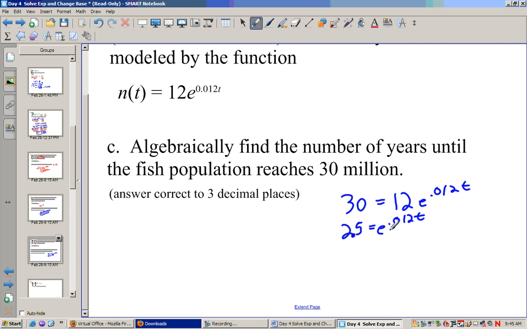And now to get rid of an e, we do a natural log on both sides. So natural log of 2.5 is equal to the natural log of e to the 0.012 t. Now natural log of e to this is like saying e to which power is e to the 0.012 t, which those things cancel out. It's just 0.012 t is equal to the natural log of 2.5.